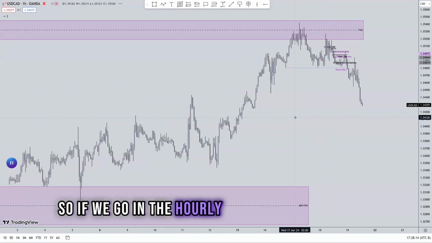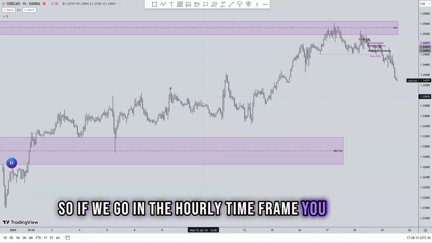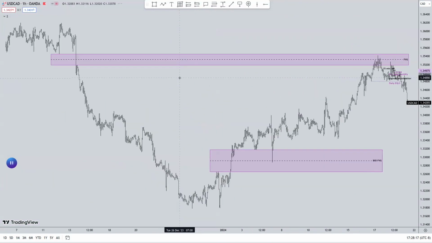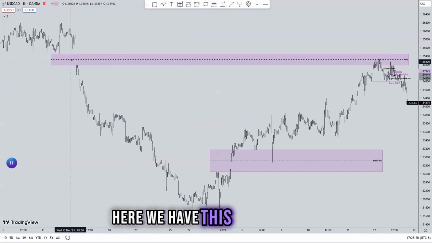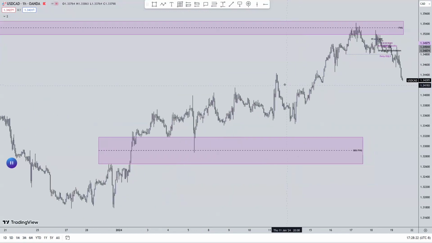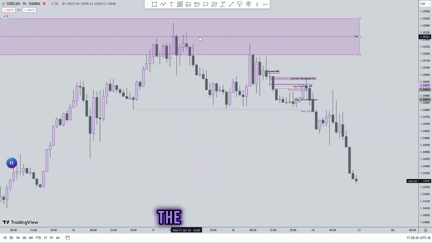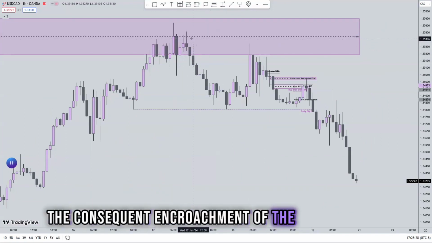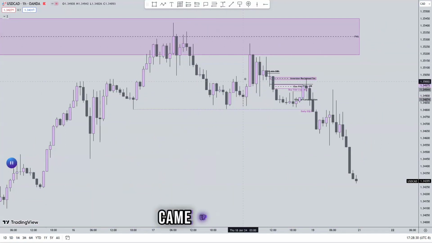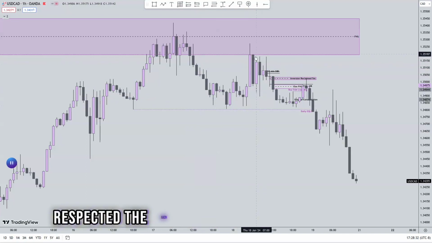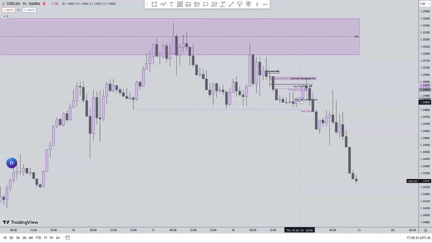So if we go on the hourly time frame, you can see here we have this fair value gap. Price traded into it, and look, the bodies respected the consequent encroachment of the fair value gap. Came up, came back, respected the low end, and started heading lower.